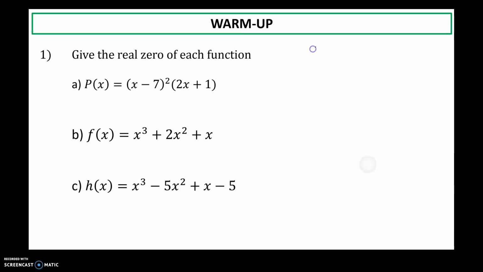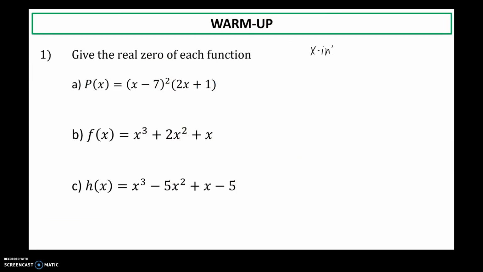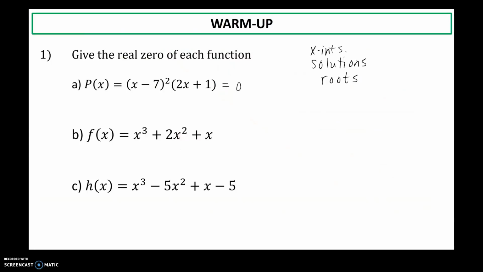So here we are again: zeros, x-intercepts, solutions, roots. But where do they come from? They come from setting the function equal to 0 and solving for x. We like when functions are in factored form. Then it's just the opposite of what the factor is.